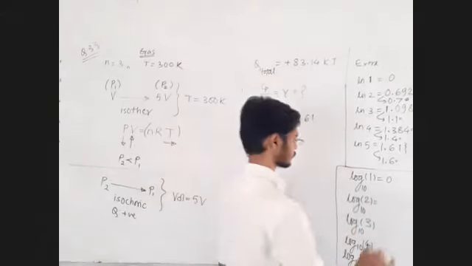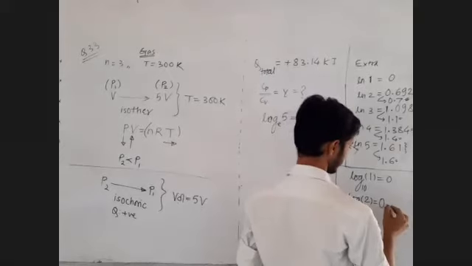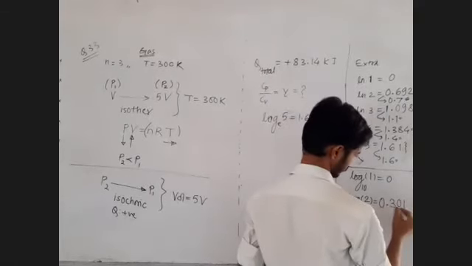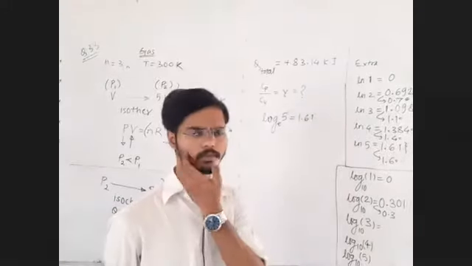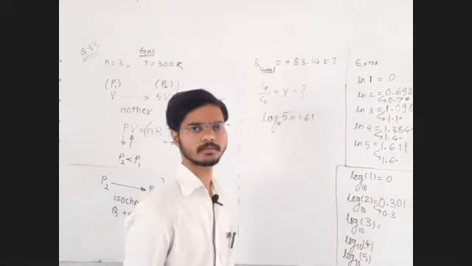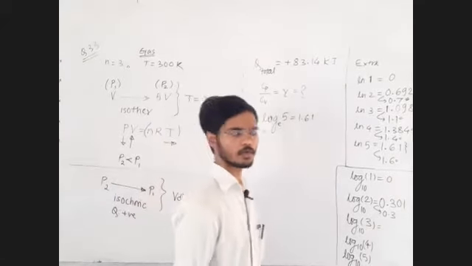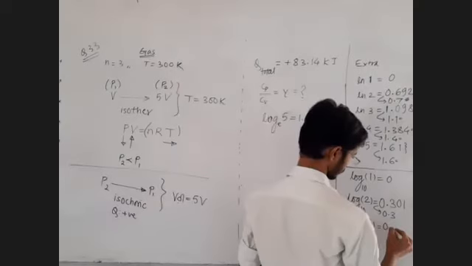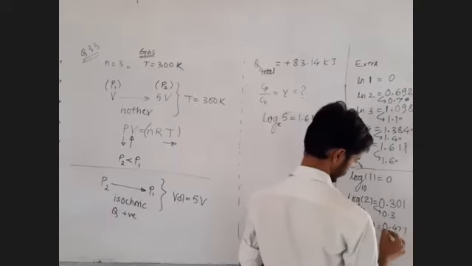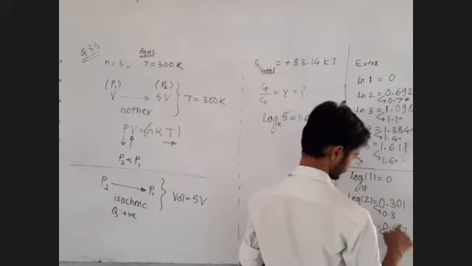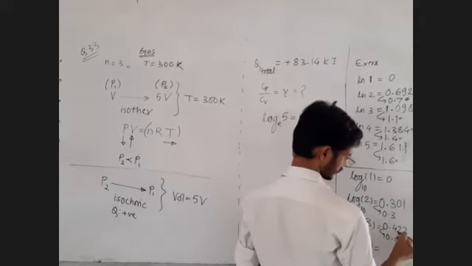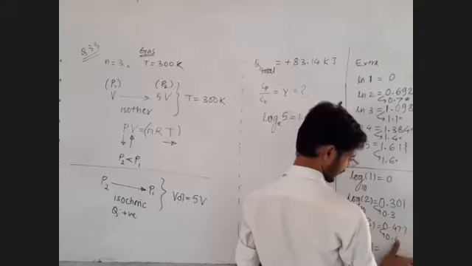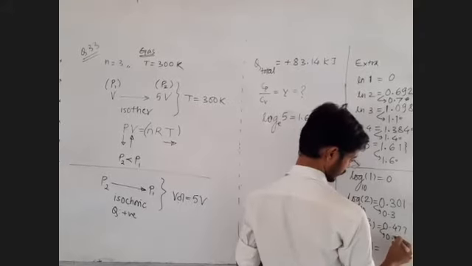0.301. Okay. So approximately 0.3. Next, log 3. 0.477. Good. Approximately 0.4. 0.3, 0.4. 0.4 or 0.5 you can also do. It is 0.47, right? So let's write it approximately 0.5.